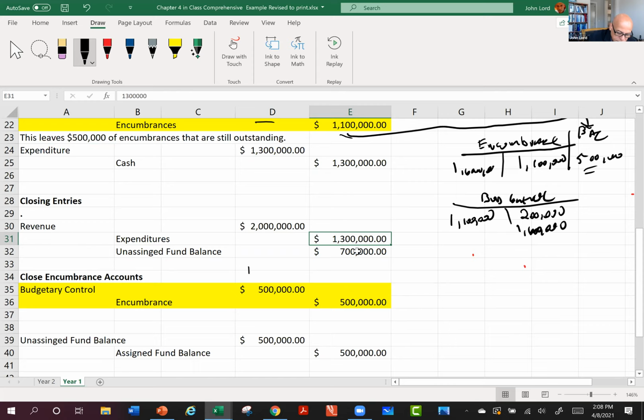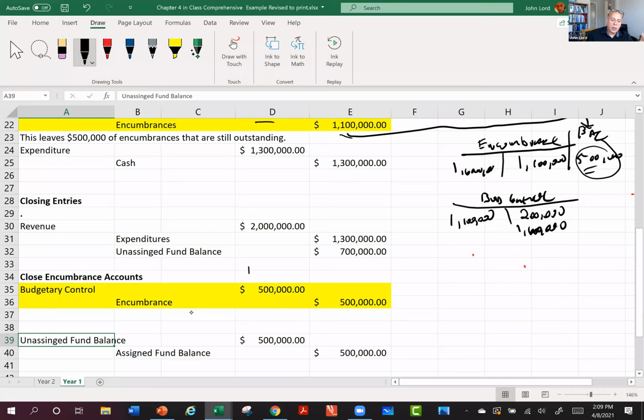And so in commercial, I would credit income summary, or I would credit, say, retained earnings. Here, I credit my unassigned fund balance for 700,000 because my fund balance did increase. I'm going to assume it started at zero. This is a government just starting. It started at zero. Now I need my fund balance to show 700,000, don't I? Okay, but now I need to show the world that not all of that 700,000 is unassigned, because I do have 500,000 of encumbrances sitting out there because I have ordered these goods.